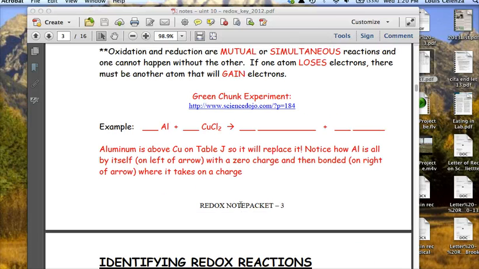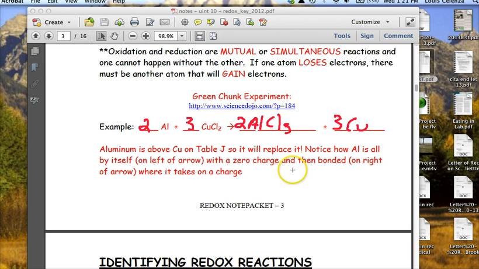And here's an example. It says aluminum is above copper on Table J, so we'll replace it. So if you take a look at this equation, let's just quickly run through what's going to happen here. The aluminum will take the place of the copper. So you'll get aluminum chloride, and you'll end up with just copper. So it's a single replacement reaction. If we want to balance it, we'd have to put looks like a 3 here, a 2 here, a 3, and a 2.